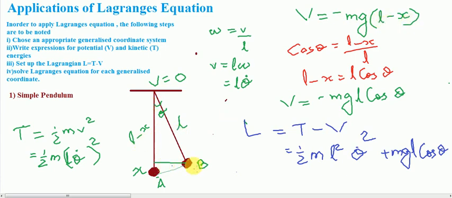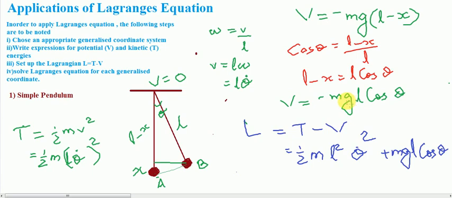But when you consider this triangle here, cos theta equal to L minus x divided by L, adjacent side by hypotenuse. So cos theta equal to L minus x divided by L, or L minus x is equal to L cos theta. Substituting that, the expression for potential energy becomes V equal to minus mg L cos theta. So we got the expression for kinetic energy and potential energy.